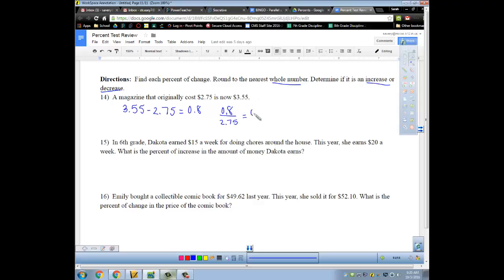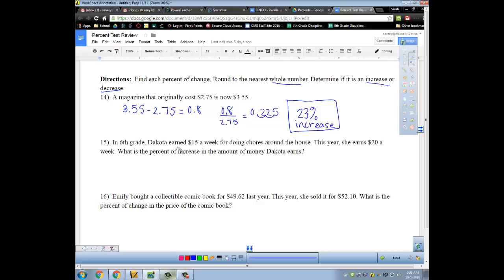When you get that, you get about 0.225. Now we're going to move our decimal over twice to get 22.5%, which is going to round to about 23%. Then I need to figure out increase or decrease. So it went from 275 up to 355, so that was an increase. It went up 80 cents.